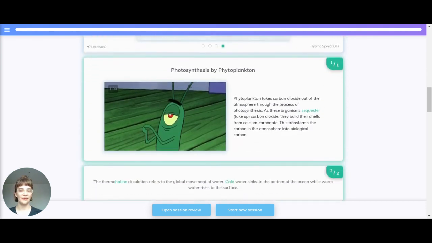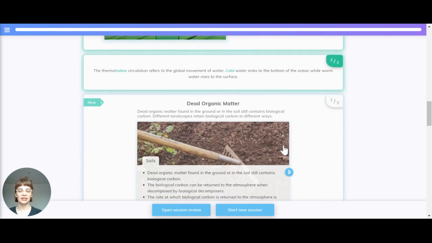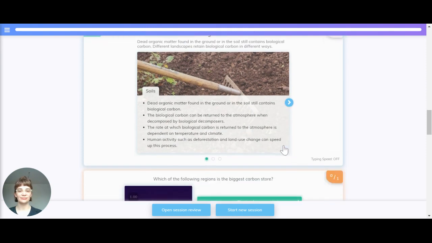Let's just recap that quickly. Photosynthesis by phytoplankton. Phytoplankton takes carbon dioxide out of the atmosphere through the process of photosynthesis. As these organisms sequester, meaning take up, carbon dioxide, they build their shells from calcium carbonate. This transforms the carbon in the atmosphere into biological carbon. The thermohaline circulation refers to the global movement of water. Cold water sinks to the bottom of the ocean, while warm water rises to the surface.